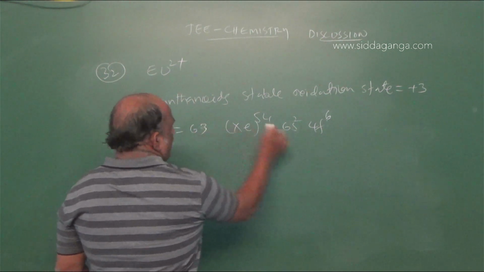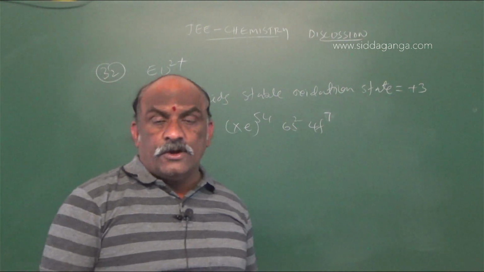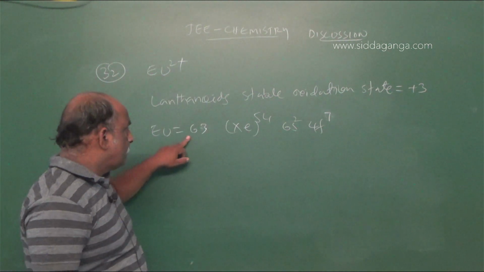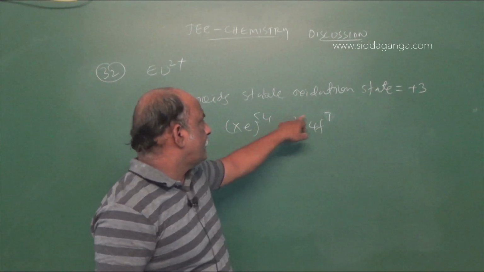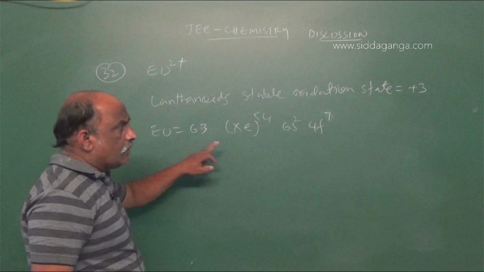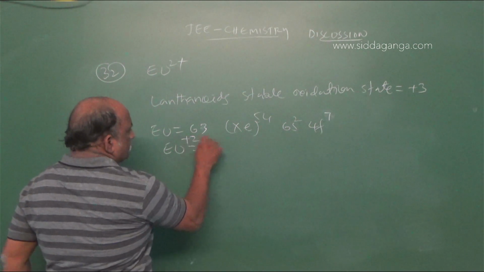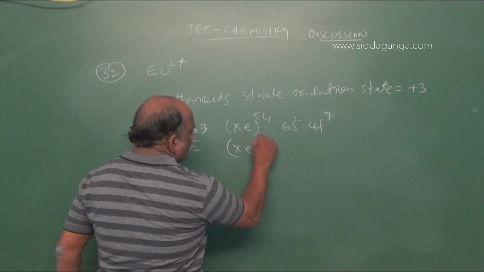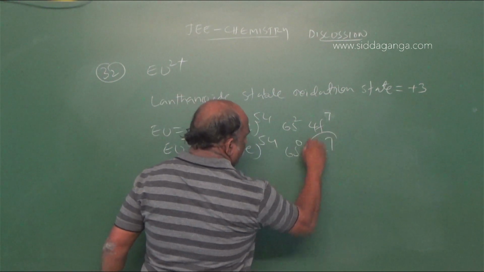Sorry, the atomic number of europium is 63, not 64. Xenon 54, 6s2 4f7; 54 plus 2 is 56, plus 7 is 63. Removal of 2 electrons, it becomes stable. What is the configuration of Eu2+? Xenon 54, 6s0, 4f7.